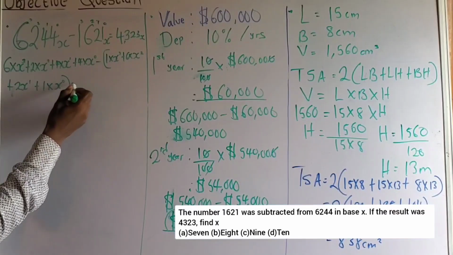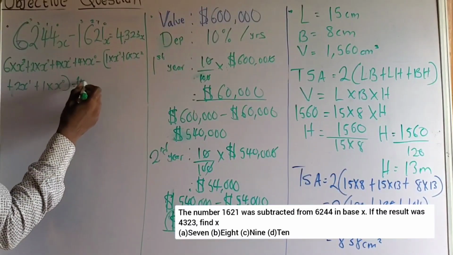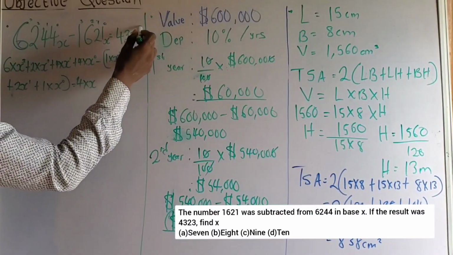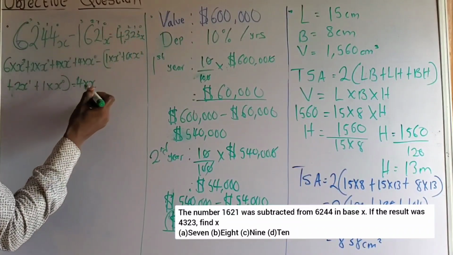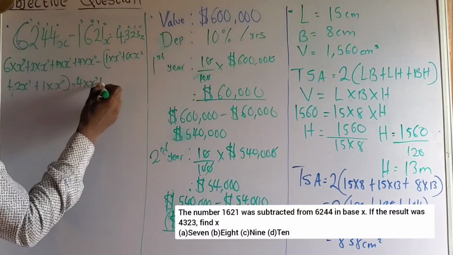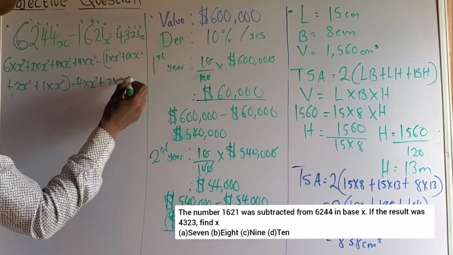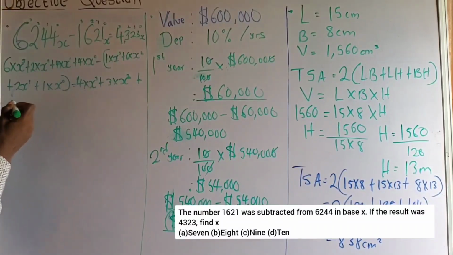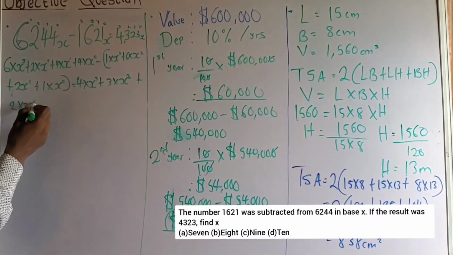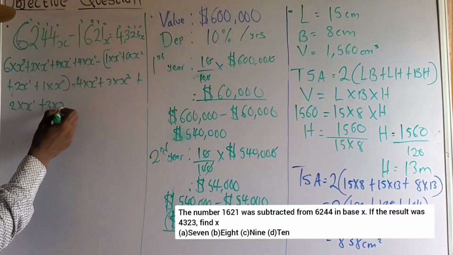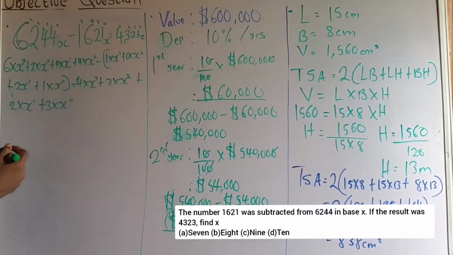Okay, close the bracket, equals 4 times x raised to the power of 3 plus 3 times x raised to the power of 2 plus 2 times x raised to the power of 1 plus 3 times x raised to the power of 0. You can see now. So now we have this. Let us simplify what we have on the board so that we can get the value of x.